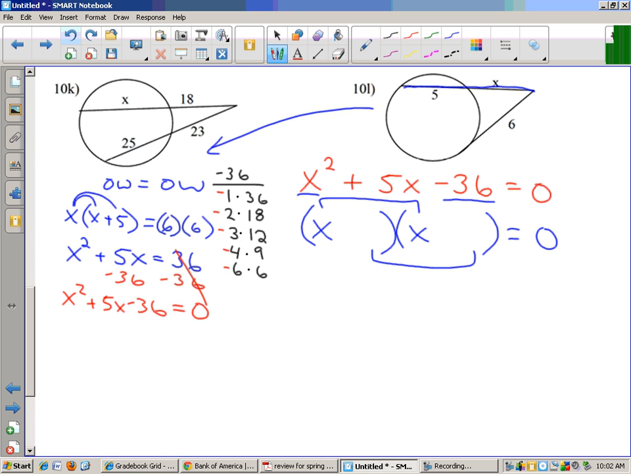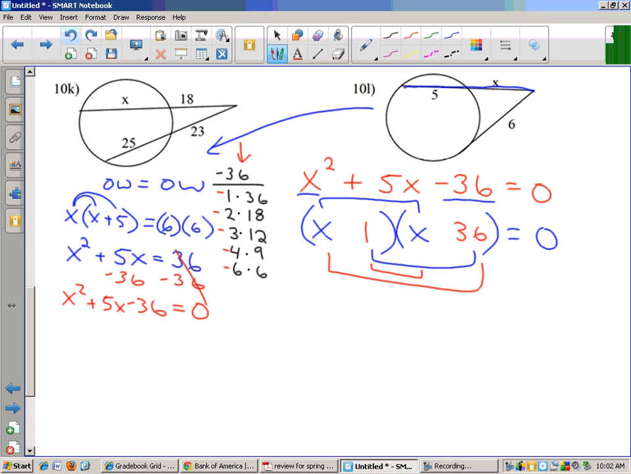So now, if I used 1 and 36 and I put them here, what do I get when I do outside? I get 36x. And inside is going to give me 1x. Will 36x and 1x add or subtract to give me a 5x? No. So 36 and 1 are probably not the answers, right? I don't need to go through the trouble of plugging them in. Let's just look at them over here and see what happens.